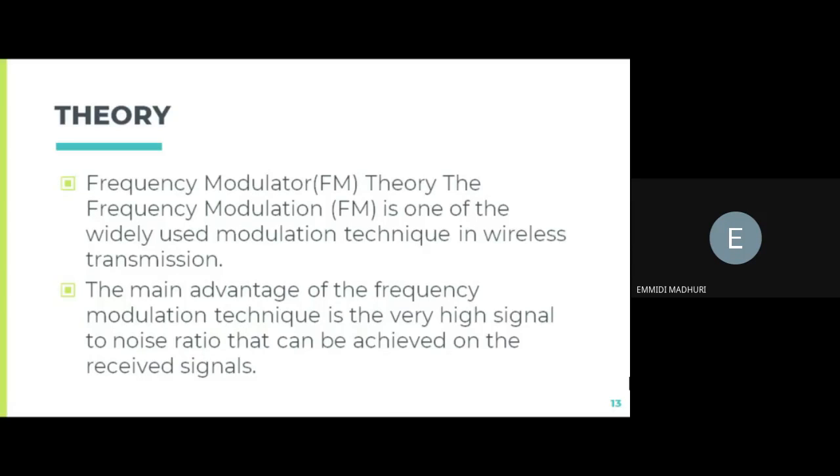Theory. Frequency modulation is one of the widely used modulation techniques in wireless transmission. It is mostly used in high quality radio transmission from FM radio stations. The main advantage of the frequency modulation technique is the very high signal to noise ratio that can be achieved on the received signal. In frequency modulation, the frequency of a carrier wave is modulated according to the variations in amplitude of the message wave.